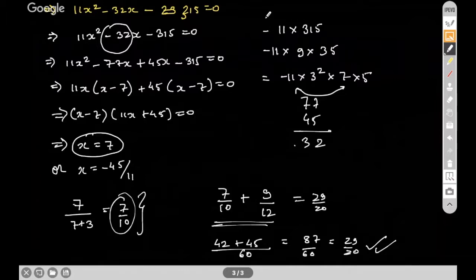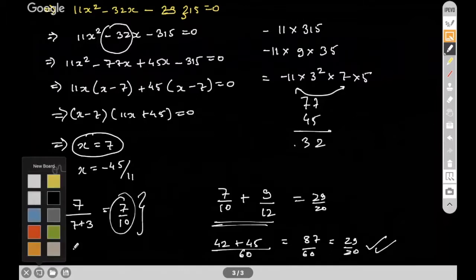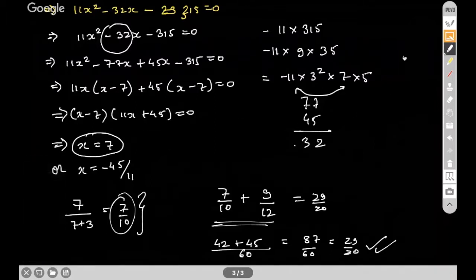Okay, so let me take another CBSE problem. Now, the question is, let me go to a new slide. Okay, so now the question is, find the values of k for which the given equation has real and equal roots. And this is a CBSE 2015 question. Even if the pattern has changed, the nature of the question will be similar.